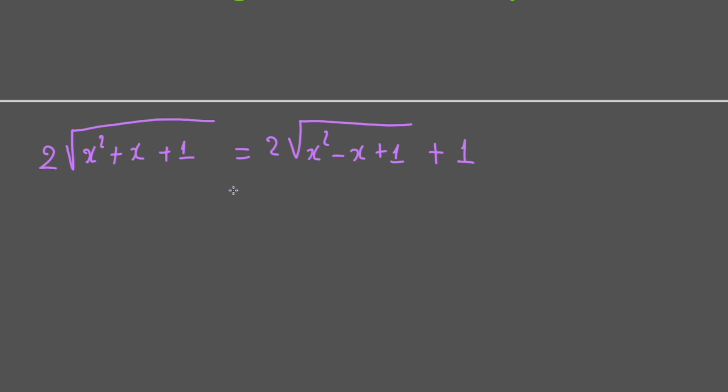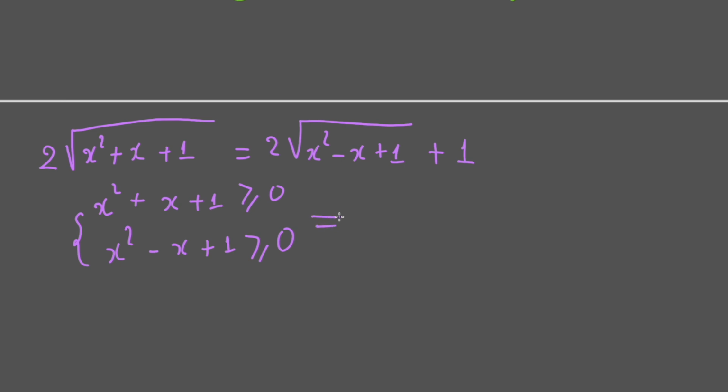So, first of all, you have to find the domain of x. In this problem, there are two expressions under square roots, x squared plus x plus 1 and x squared minus x plus 1. To find the domain of x, we have to make sure each expression is always greater than or equal to 0.